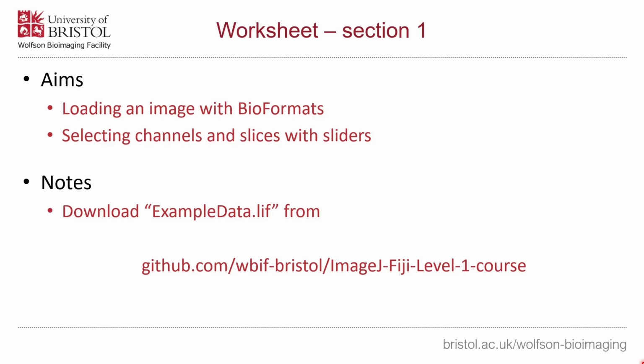If you haven't already done so, you want to download the example data.lif file from the GitHub and also the worksheet Word document. You can either do this by typing in the super catchy link here, github.com/wbif-bristol/imagej-fiji-level-1-course, or you could save yourself the effort and just click the link in the description below.